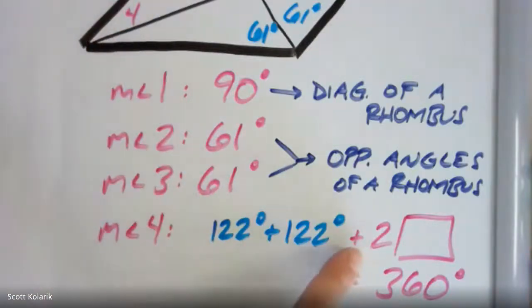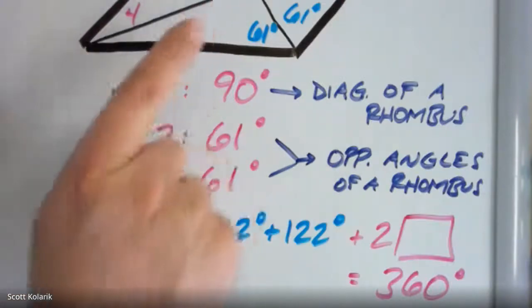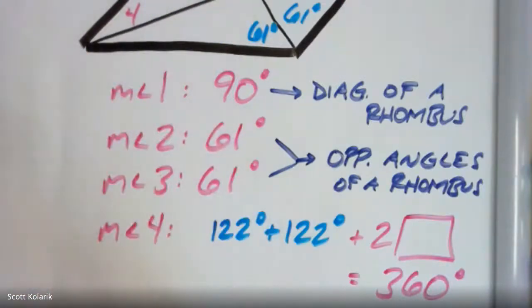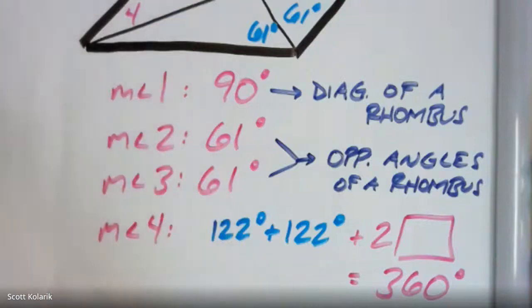Why did I put the 2 times that missing piece? Because this bottom left corner has to match the upper right corner, right? Just like these two had to match because it's a parallelogram, opposite angles have to be congruent. This bottom left corner has to match the upper right corner, meaning that I can just double that bottom left corner to find out my missing piece. All right, so if I add these two together, I get 244. And if I subtract that from 360, here's what I'm going to find.